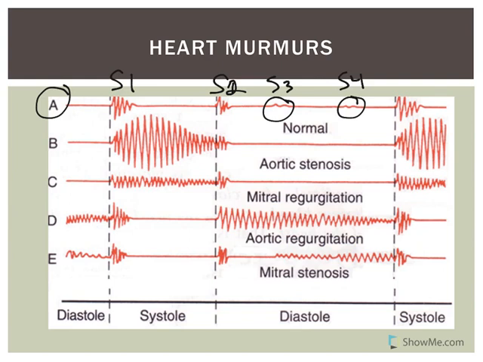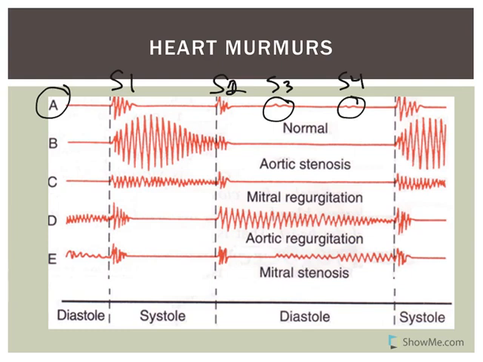S1 was created by closure of the AV valves, which takes place at the beginning of isovolumic contraction. This signifies the beginning of systole. S2 is created by closure of the semilunar valves, which takes place at the beginning of isovolumic relaxation. This would indicate the beginning of diastole. So you can use those as references.